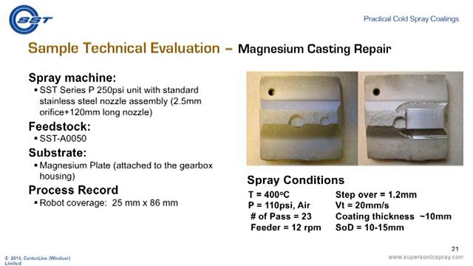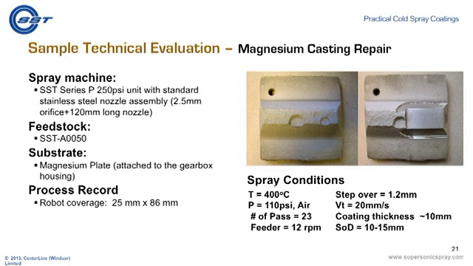So what we wound up with were spray conditions of the following: a gun temperature of 400 degrees C, air pressure of 110 psi. That's important to note because that's just your standard shop compressed air. Number of passes to accomplish this deposition was 23. We're going to record our powder feeder rate at 12 RPM. We're going to step over the robotic pathway at 1.2 millimeters, considering that the nozzle exit diameter is approximately 6.1 millimeters. Our robotic travel speed is 20 millimeters per second. The coating thickness is around 10 millimeters.